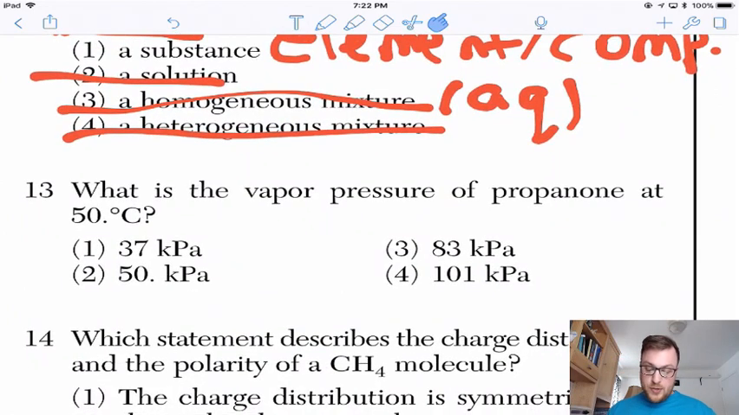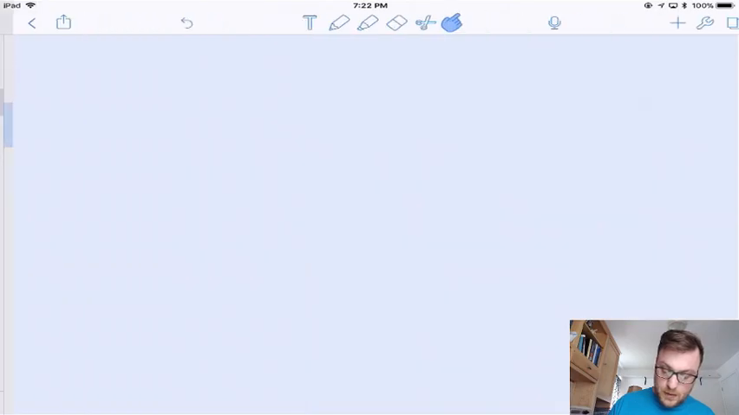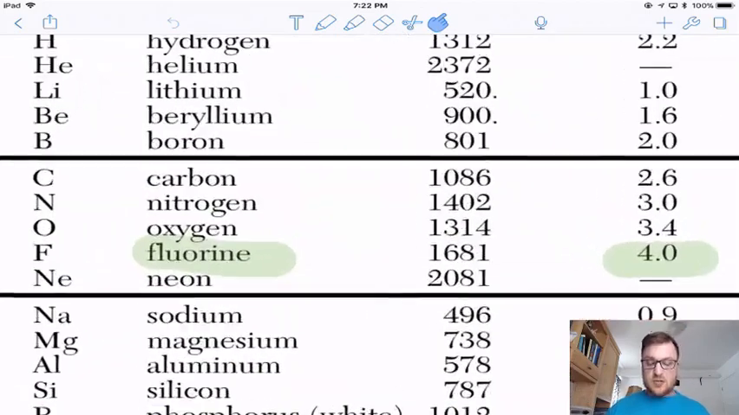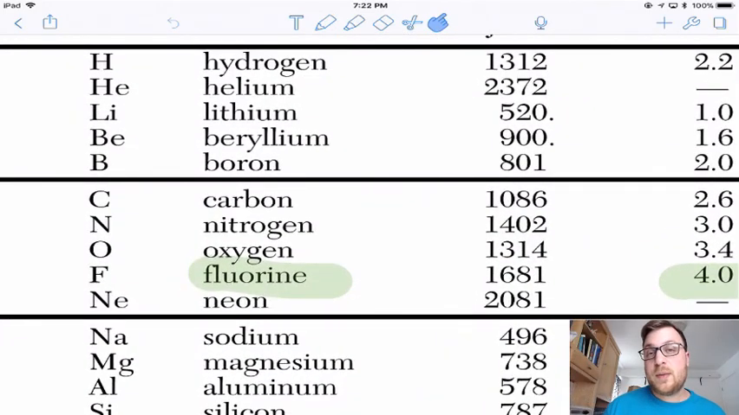What is the vapor pressure of propanone at 50 degrees Celsius? I would say this is a type of question where if you don't know where to go right away, try to see if you can just flip through the reference table and find something about propanone and or vapor pressure, and it might be able to help you. Don't go to Table S for questions like this. Table S just deals with elements. And I know no chemistry teacher has asked you to memorize all the elements, but propanone probably does not ring a bell. And it shouldn't because it's not an element.